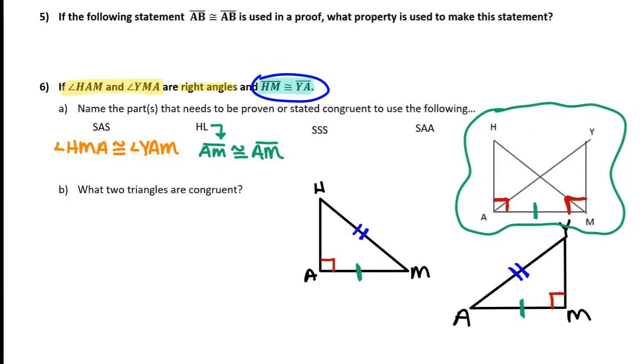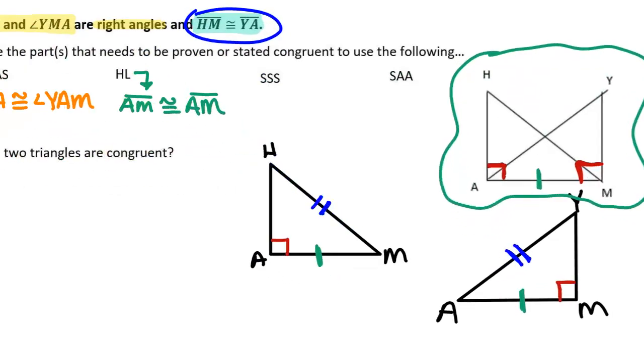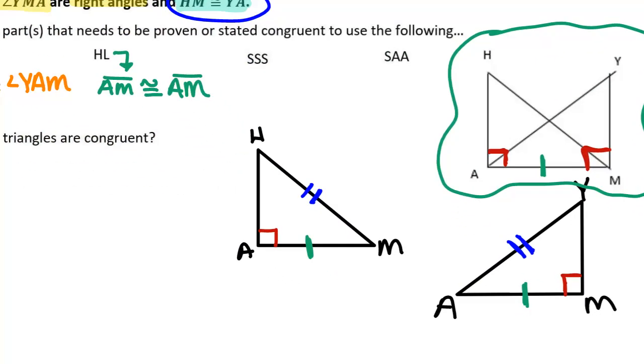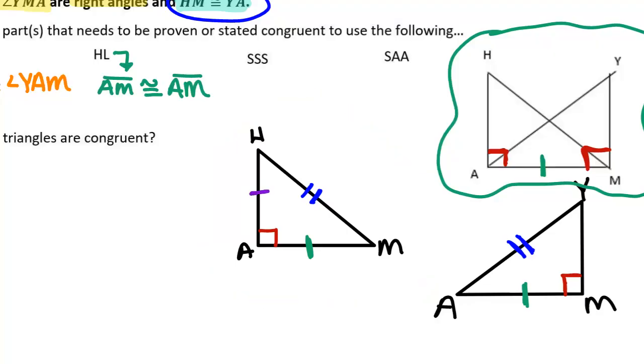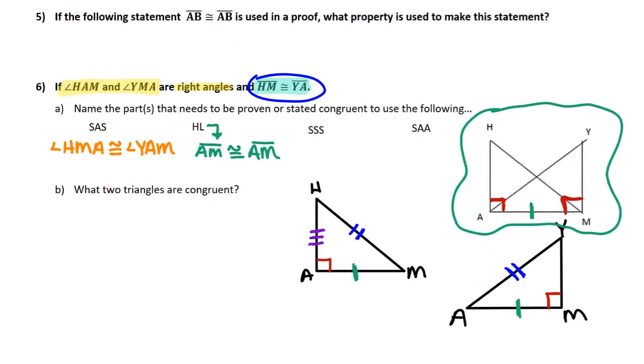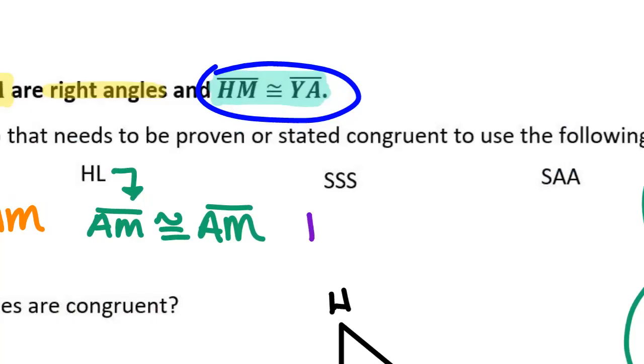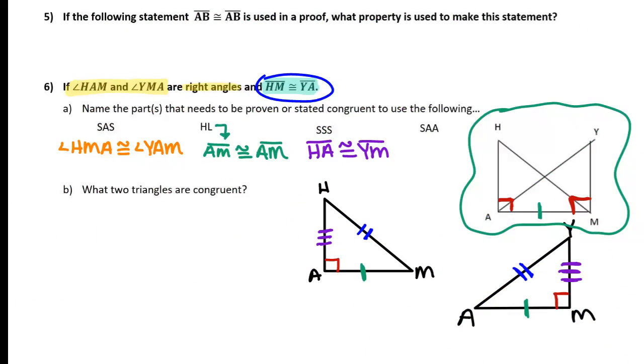What about if we were doing side, side, side? What else would I need to be congruent? What on this triangle would need to have a congruence mark on it if I was doing side, side, side? Yes, we would need HA. And that would need to be congruent to what on the other triangle? YM. So we would need HA congruent to YM.